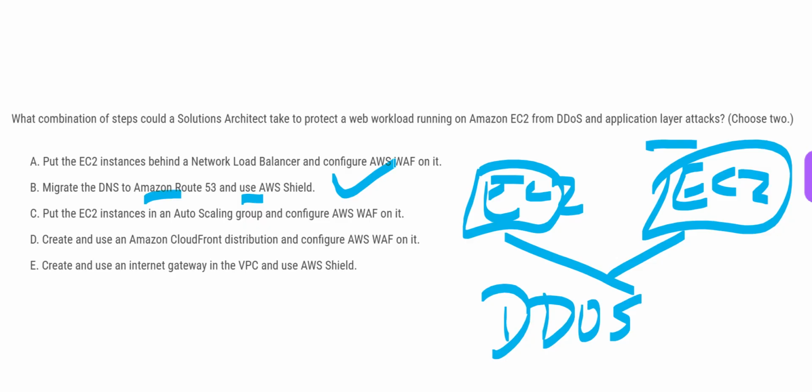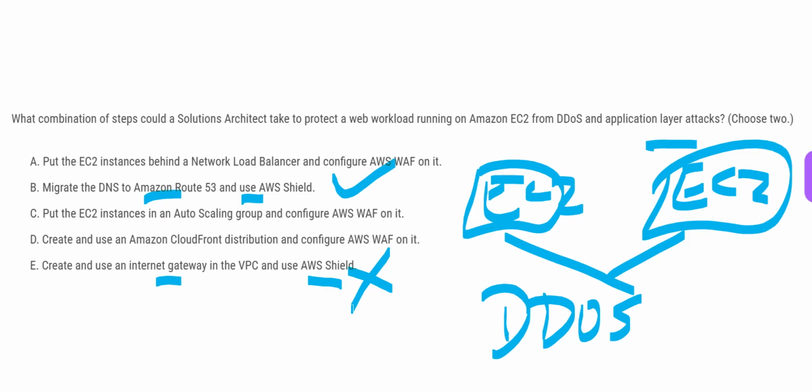Now why are we not using the internet gateway option here? When we are talking about using an internet gateway in the VPC, the internet gateway is exposing the service to the internet. If you are trying to make your environment secure, the internet gateway is not the best option to be used in this case. So that's why we will say the internet gateway option is wrong.